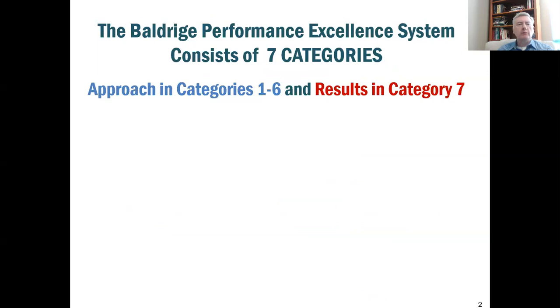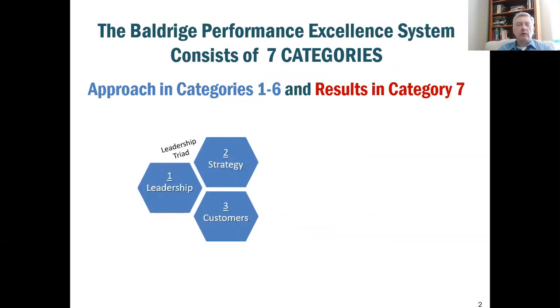Most of you are probably familiar with the Baldrige criteria at a high level, and if so, you understand that there are 7 categories within the Baldrige criteria. Categories 1 through 6 are approach or process categories, and category 7 is results. And these categories are organized in a logical fashion.